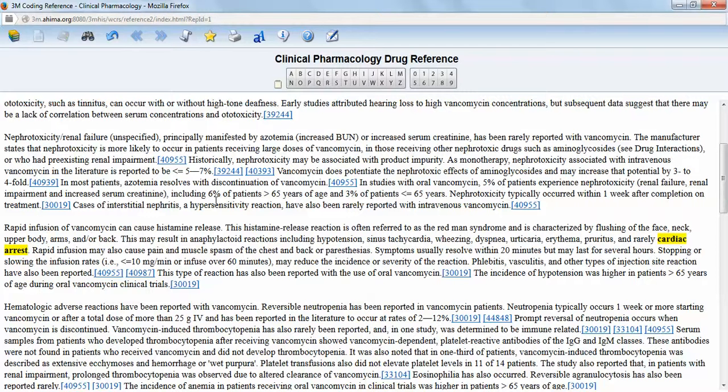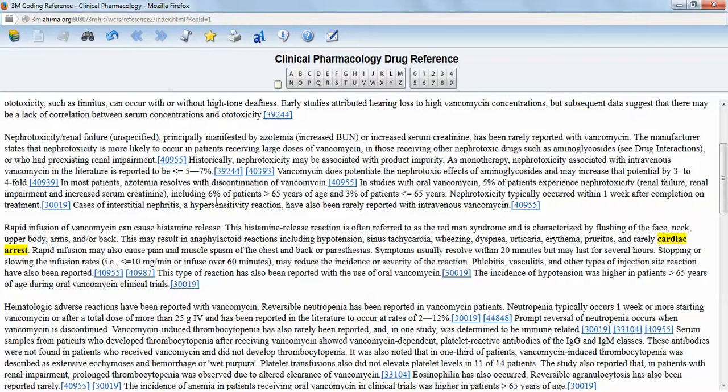Rapid infusion may also cause pain and muscle spasms of the chest and back or paresthesias. Symptoms usually resolve within 20 minutes but may last for several hours. Stopping or slowing the infusion rates may reduce the incidence or severity of the reaction. Phlebitis, vasculitis, and other types of injection site reaction have also been reported. This type of reaction has also been reported with the use of oral vancomycin. The incidence of hypotension was higher in patients that were, oh gosh, I never know my greater than and less than, I think that's less than 65 years of age during oral vancomycin trials.